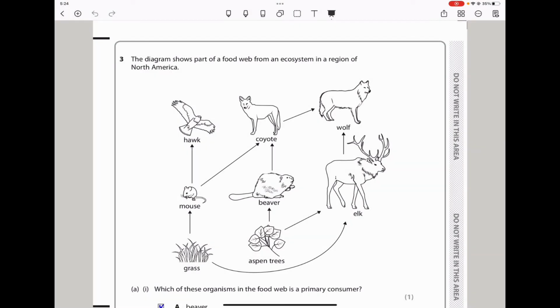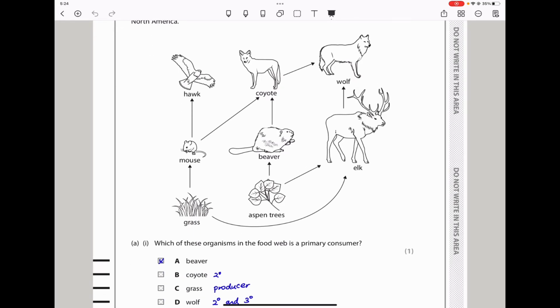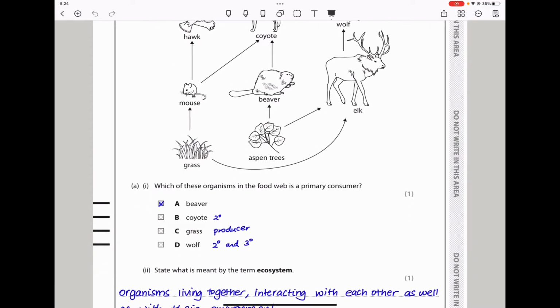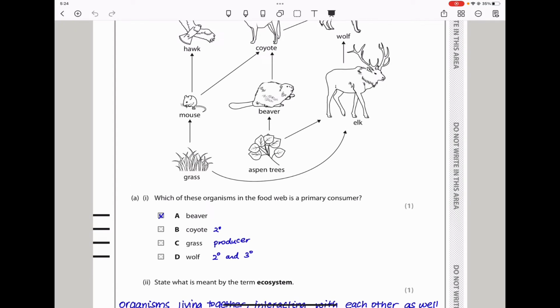Question 3, the diagram shows part of a food web from an ecosystem in a region of North America. So here we can see the producer here, the primary consumer, and here we can see secondary, and so on. So they ask which of these organisms in the food web is a primary consumer. Of course, I already told you primary consumers, we have a mouse, a beaver, and an elk. Among these ones here, we only have a beaver, so the answer should be A. This one here is a secondary consumer, this one here is a producer, and this one here can be secondary or tertiary, so we can leave them out.